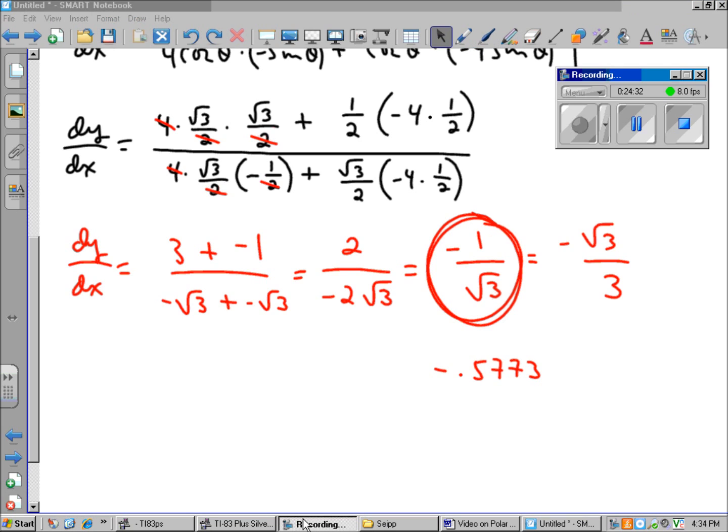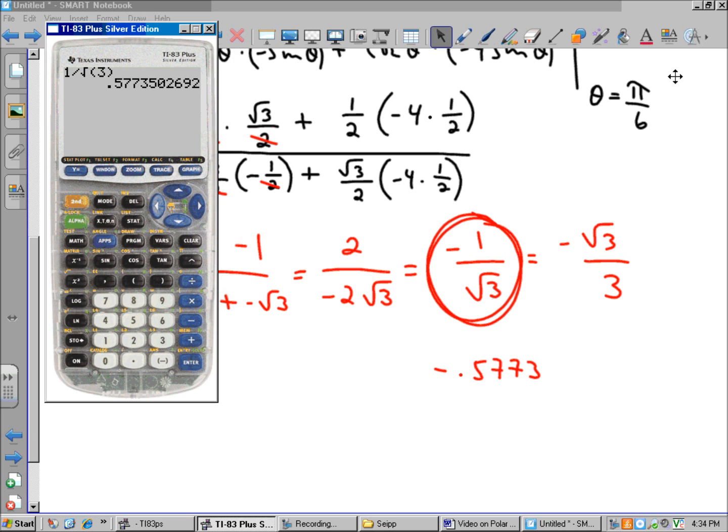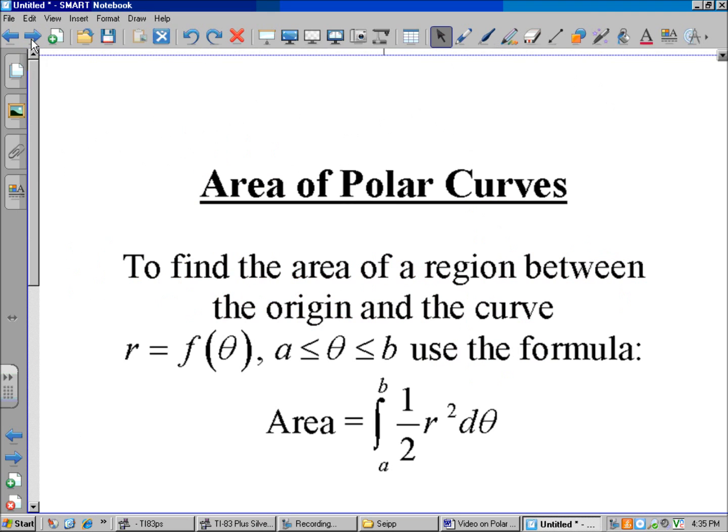So I can get that on the calculator as well. I didn't put the negative in there; it was really negative 1 divided by the square root of 3. That's the same thing as what I get when I graph, do second trace number 2 for the derivative, and evaluate that at pi divided by 6. So I get the same thing. That's finding the derivative of a polar equation.